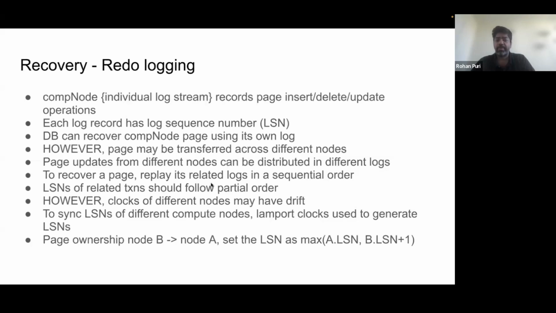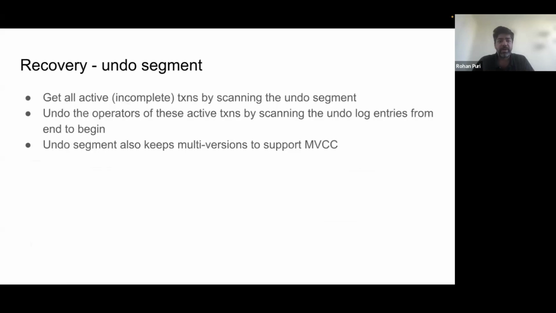To have this partial order, they make use of Lamport clocks, and when a page ownership moves from B to A, they set the log sequence number as the max of a count bigger than the previous one and what's available at the local one. So that's how you have that relative ordering for replaying when you are trying to recover.